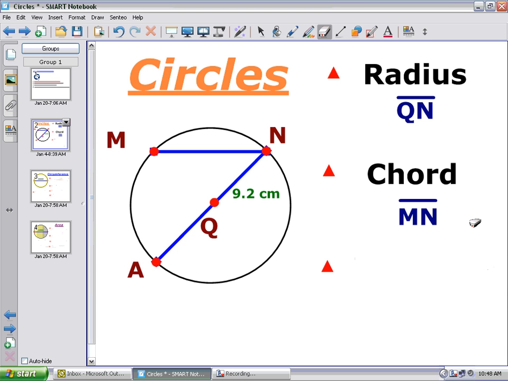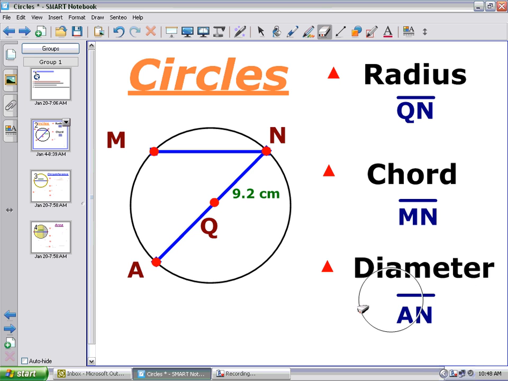Now, piggybacking on this, there's a very important type of chord. Anytime I go from one point on the circle to another point on the circle, and I go through the center, this special type of chord is referred to as the diameter. The diameter is the distance all the way across a circle. It is double the value of the radius. So since my radius is 9.2 centimeters, when I go from A to N, which is 2 times that, notice my diameter has a value of 18.4 centimeters.